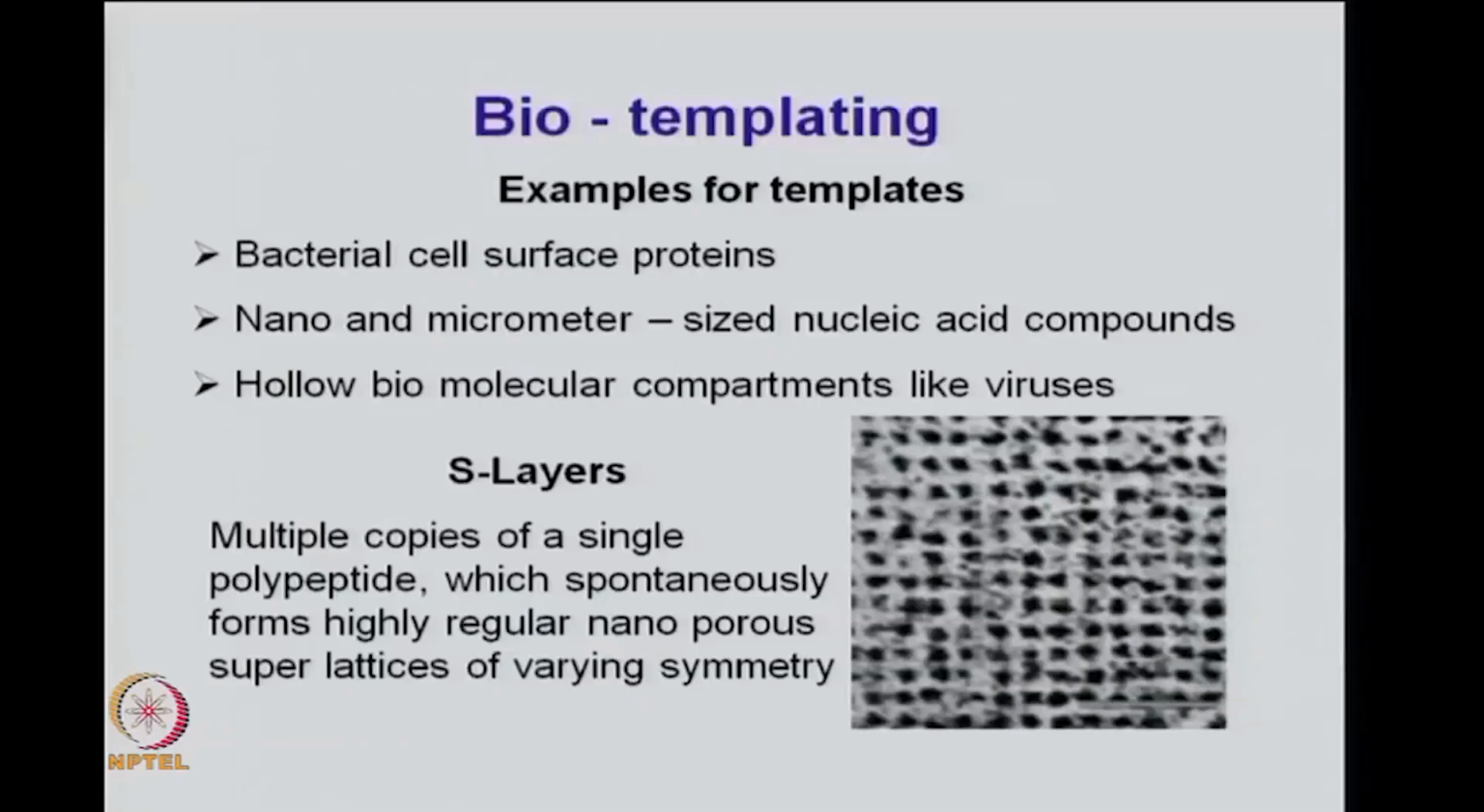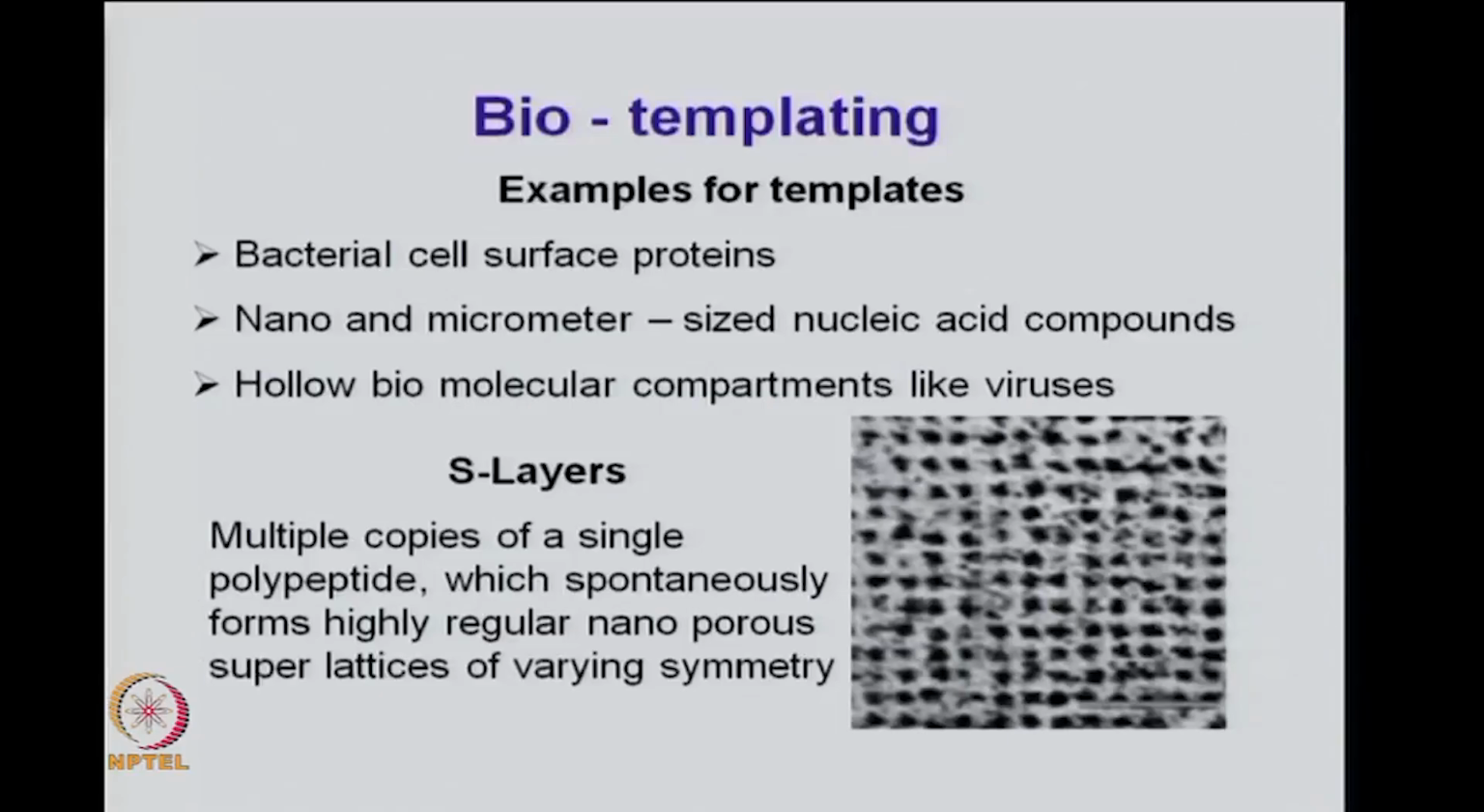Now, you can also use biomaterials for templating. So far we have discussed inorganic materials and organic materials, which are polymeric materials. You can also use biomaterials for templating. In general, we can call them biotemplates. Some examples of such biotemplates can be, for example, a bacterial cell surface protein. On the surface of a bacterial cell there are several proteins, and these proteins will have some structure which will control the formation of other materials if these are used as templates.